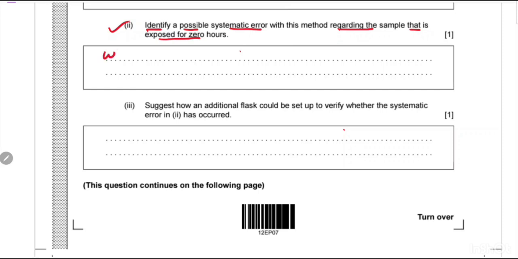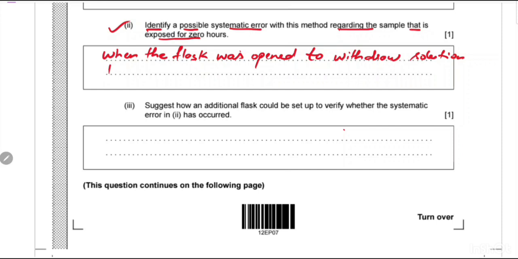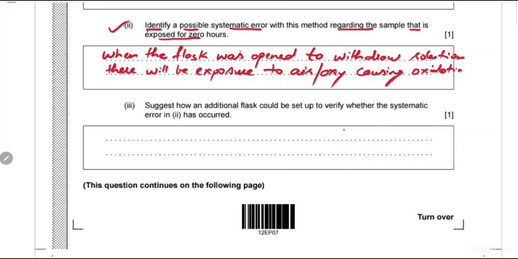What I will write here is, when the flask was opened to withdraw solution, there will be exposure to air or oxygen, causing oxidation of the ascorbic acid.